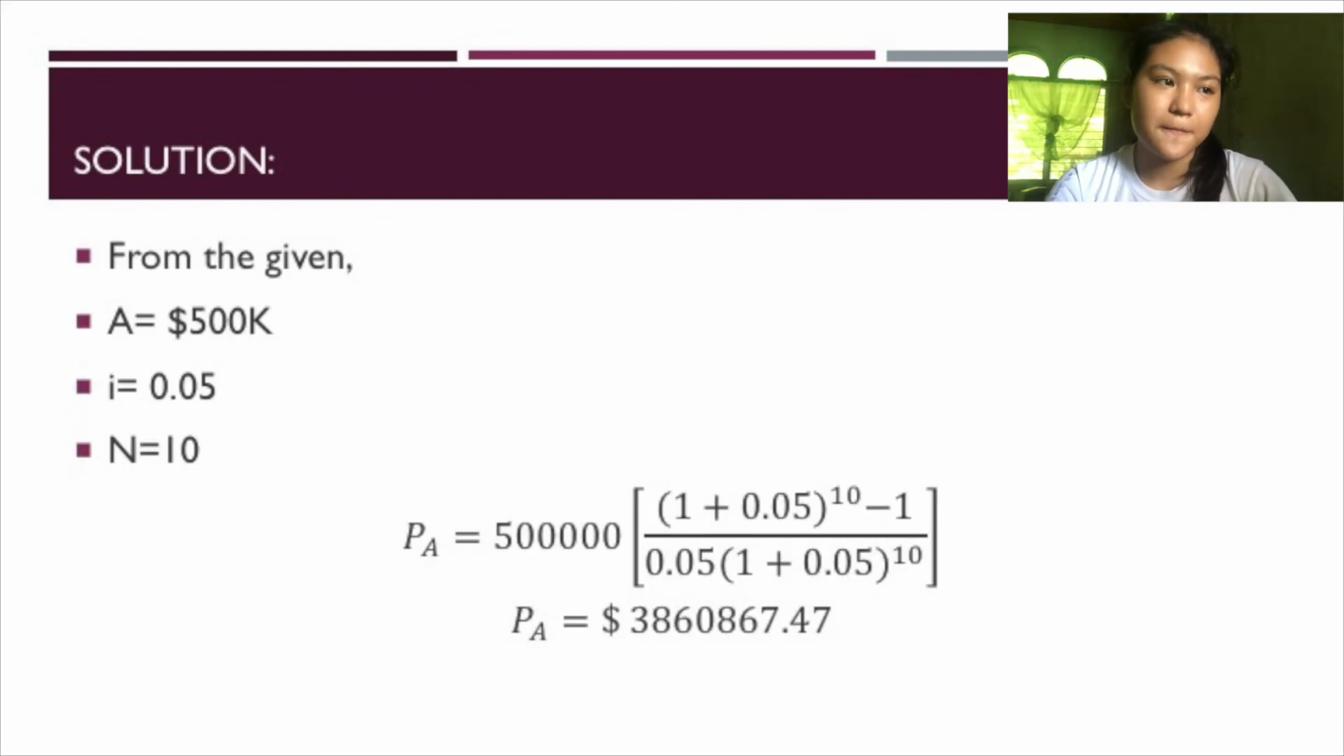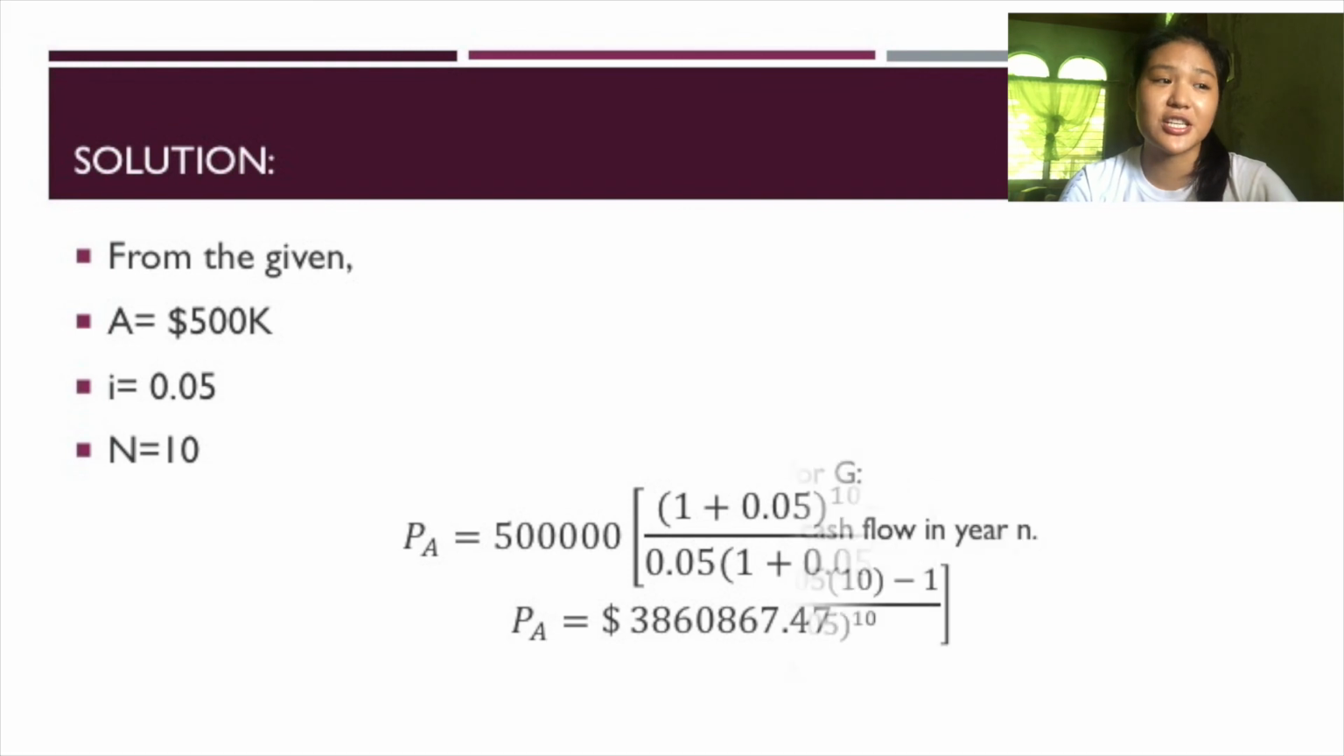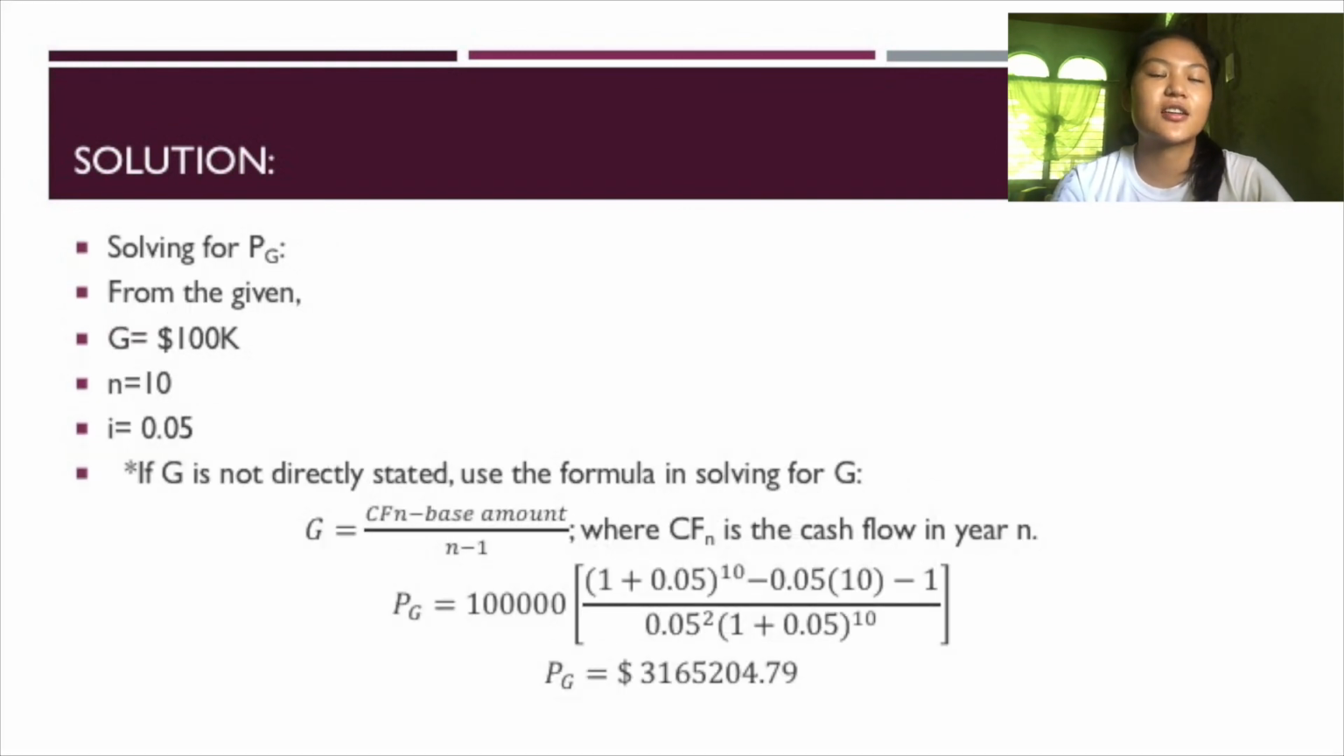Solving for P sub A from the given, A is equal to $500,000, i, or the interest rate, is equal to 0.05, and the total number of payments is equal to 10. By substituting these given values to the formula of P sub A, we will get a result of $3,860,867.47. And for P sub G, from the given, G is equal to $100,000, n is equal to 10, and i is equal to 0.05.